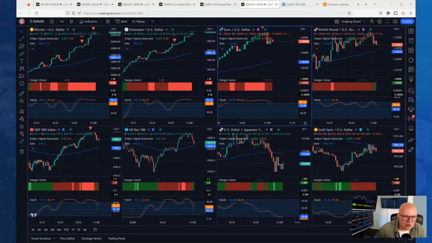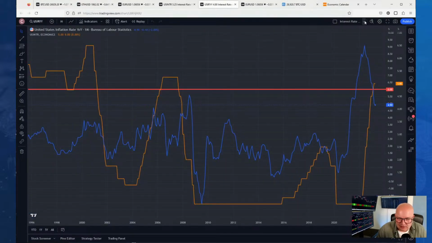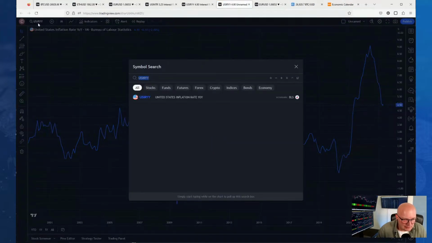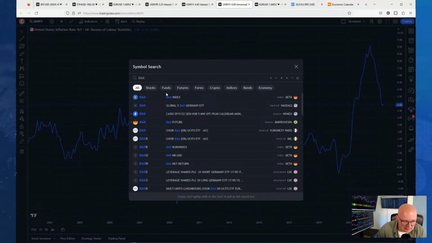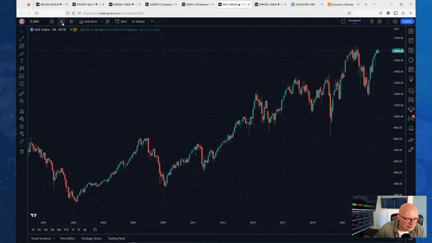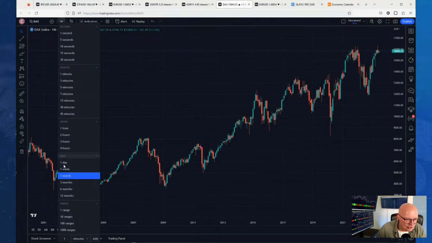And in terms of the German stock market, we can maybe quickly have a look here at the German stock market. Let's go with, what is that? Do we have a DAX index here? Yeah, DAX. Let's take a candlestick chart and daily chart.